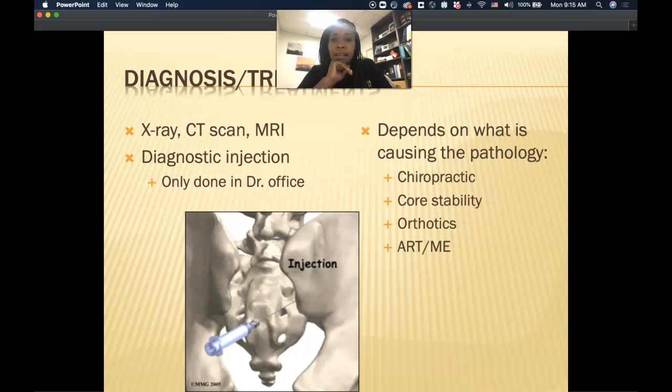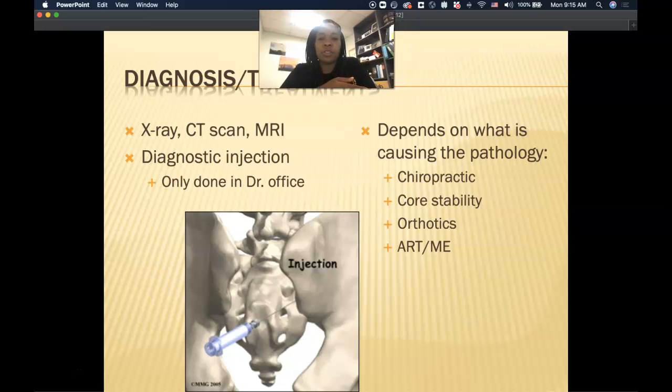So in terms of diagnosis and treatments, what do we do to treat these patients? So first and foremost, to diagnose the pathology, we do our clinical tests. Is it positive? Is it negative? And then we refer out. Most often an x-ray with measurements will tell us whether or not we have an SI joint issue or dysfunction. You can do a CT scan or an MRI, but those are a lot more costly. So we start with an x-ray. Most often that will give us at least a hint of what's going on.